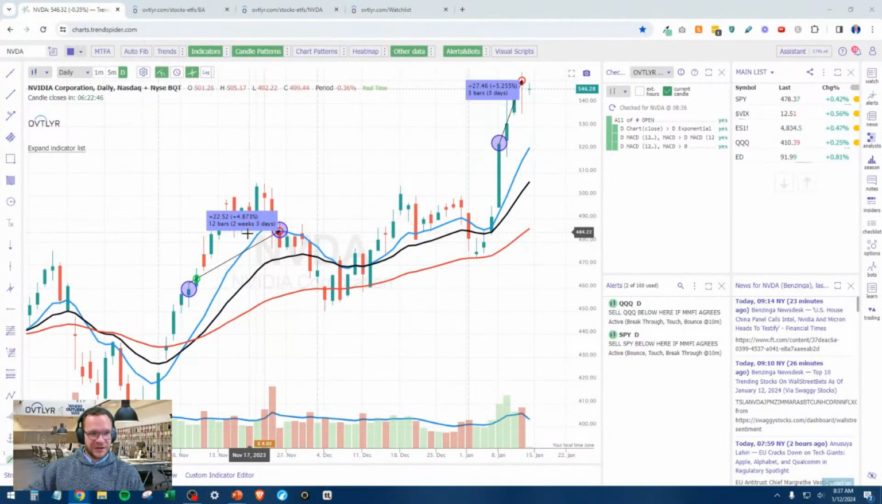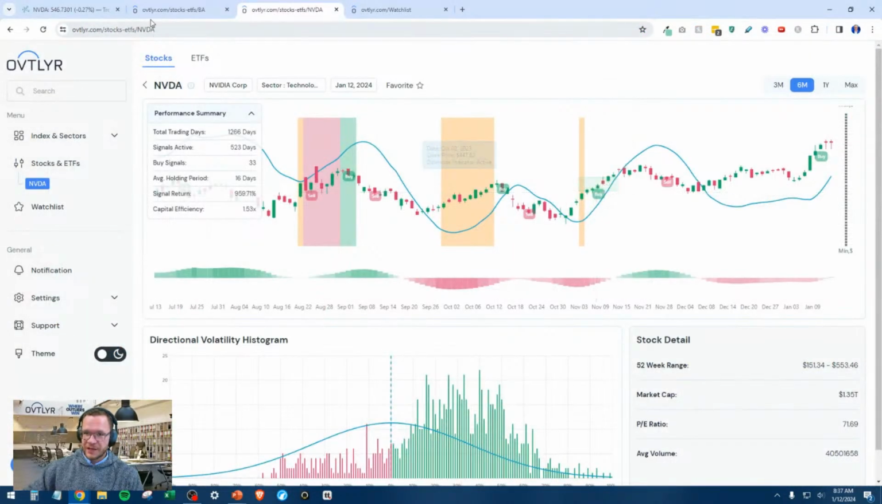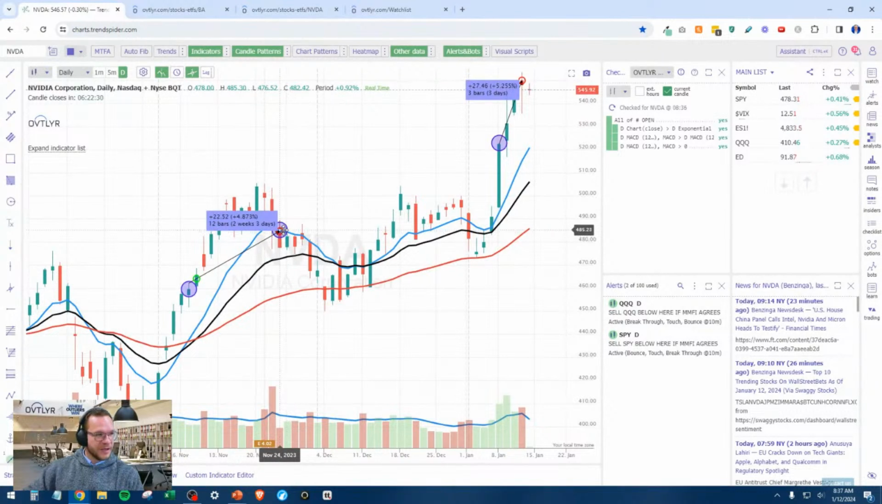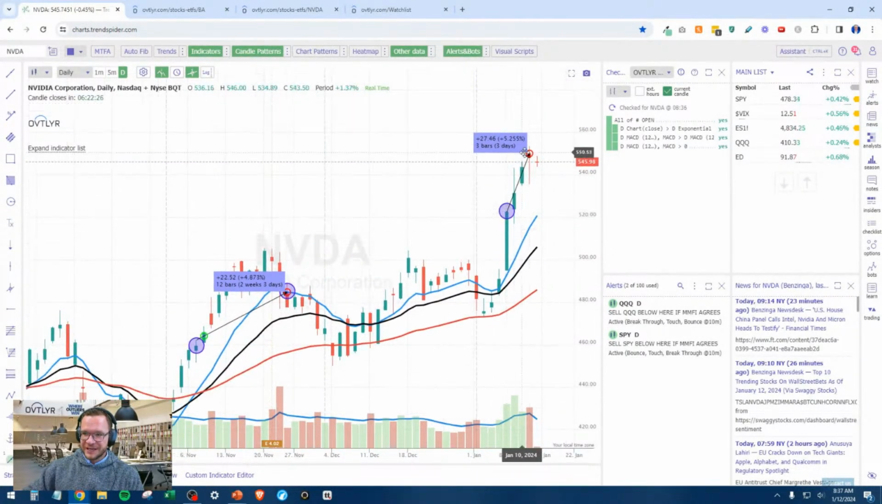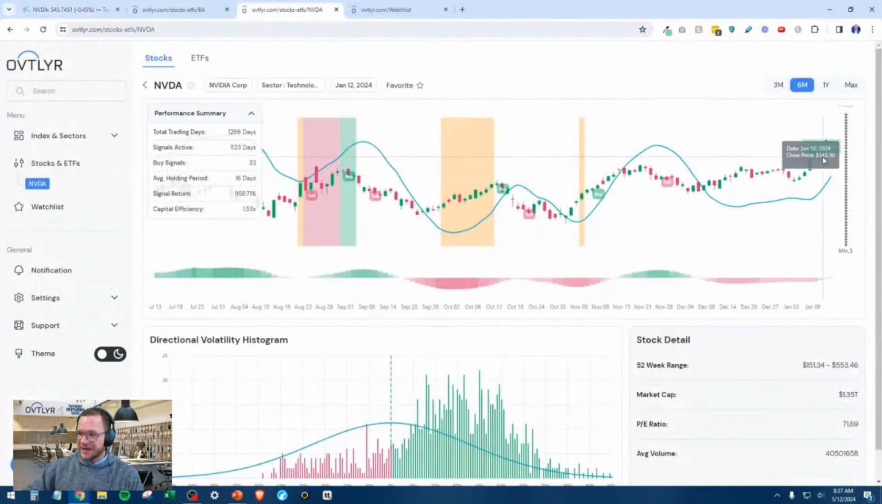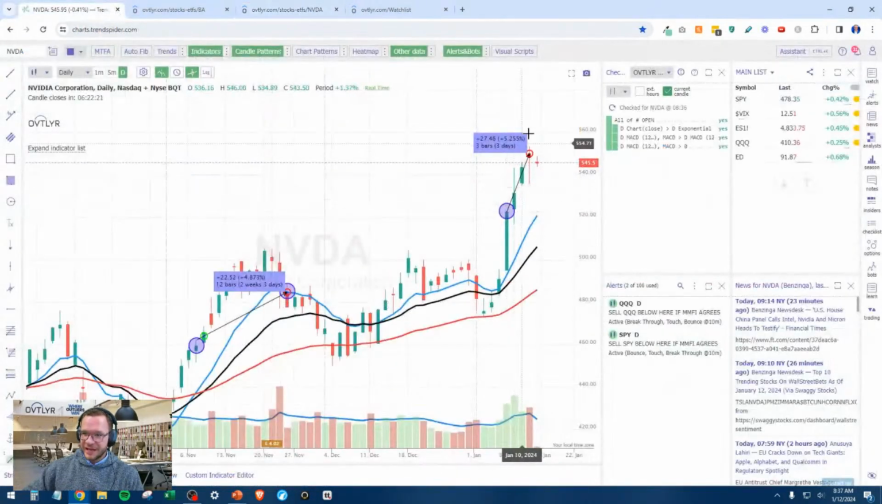The first signal here showed a $22 gain. So about a 5% gain in the span of only 12 days, which is pretty awesome. So that was the buy signal on November 7th right here, and the sell signal on November 27th right here. And so during this time, it kind of chopped sideways, and then we had this big gap up, and we got the NVIDIA buy signal on January 9th, and it's up about 5% already. Bam, locked and loaded. So yeah, that is one of my favorite things about OVTLYR.